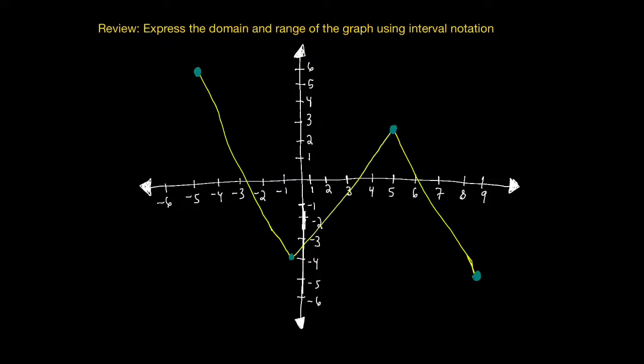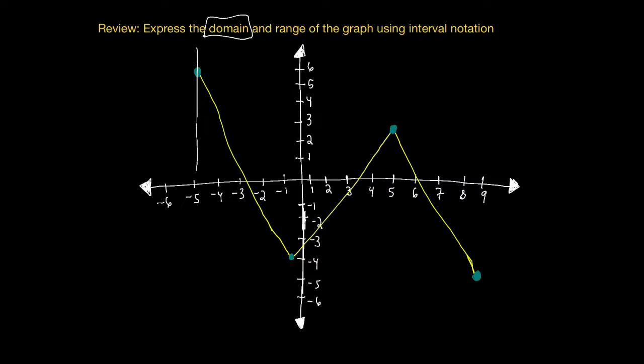Okay, let's review domain and range really quickly here. So the first thing I want to do is get the domain. So for domain, we have to scan the graph from left to right. So as I begin scanning the graph, I see that I first encounter the graph here at -5. So -5 is going to be the lower bound.